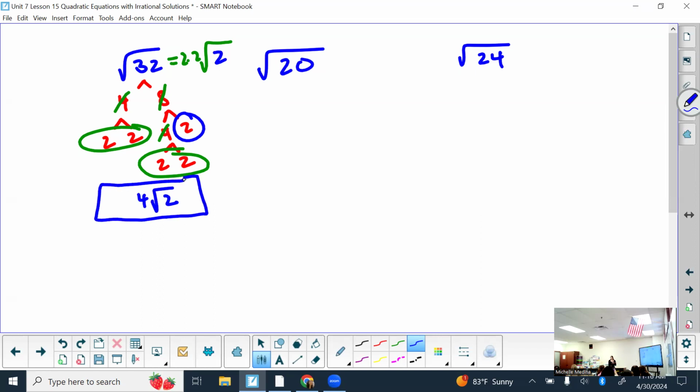Also, something we talked about today was that anytime you square root, what do you have?